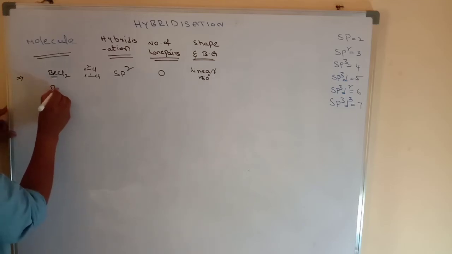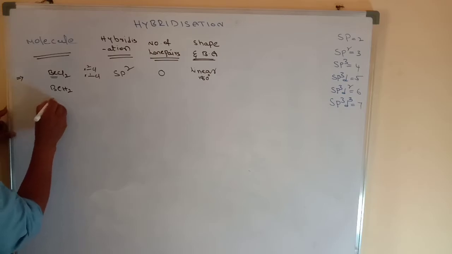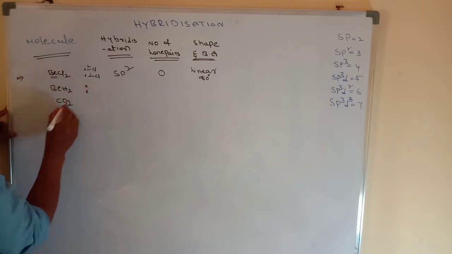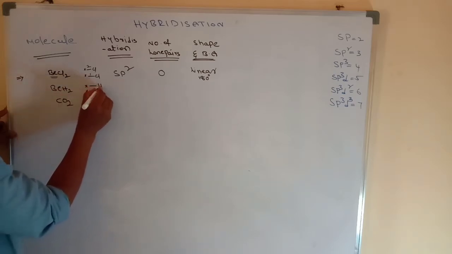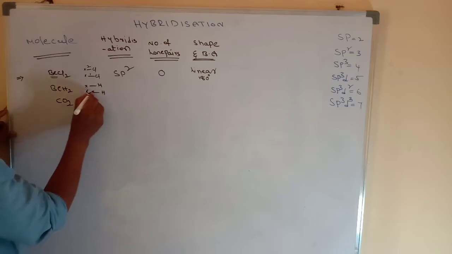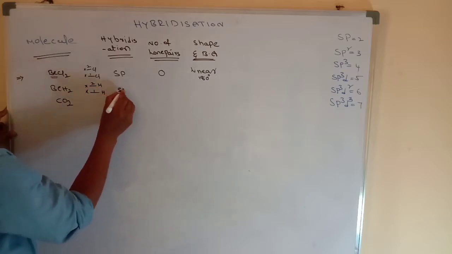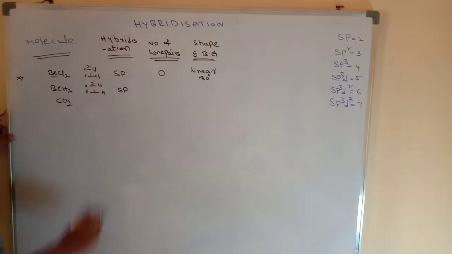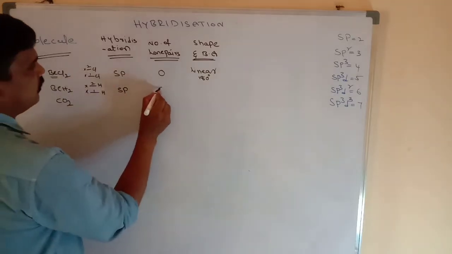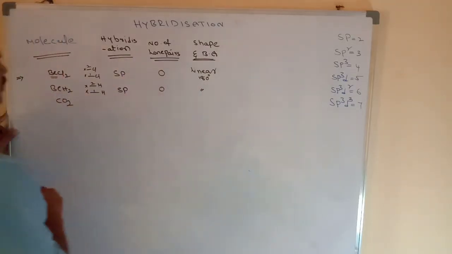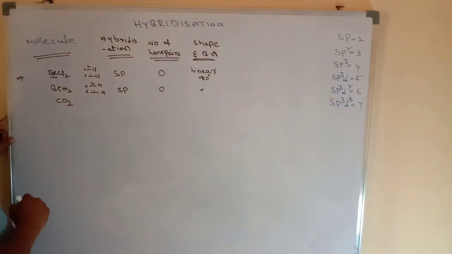The same method applies to BeH2, and there are also many other examples: BeH2, CO2. In BeH2, beryllium again belongs to the second group, so 2 hydrogens are there. Hydrogen always forms a single bond. Here 1, here 2. The sum of powers is 2, so it belongs to sp hybridization. Any lone pairs? No lone pair. Same linear shape and 180 degrees bond angle.